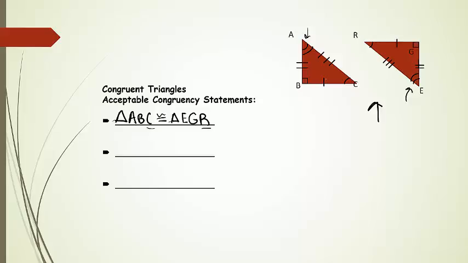So let's say you wrote this first one on your test, but your friend switched it up and they wrote BAC. Your friends can still get this right as long as they match up their letters accordingly. Angle B goes with angle G, so G would have to go first in this case because B is first. A goes with E, and C goes with R. So this would be an acceptable answer.